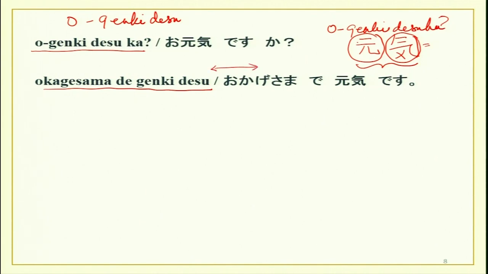In an informal situation, amongst friends, o is also not required because you are informal. So, just genki. You can hear from the intonation that it is rising. And the answer could be, genki. Or just, daijobu. I am alright. So, these are situations where you can use genki desu ka.